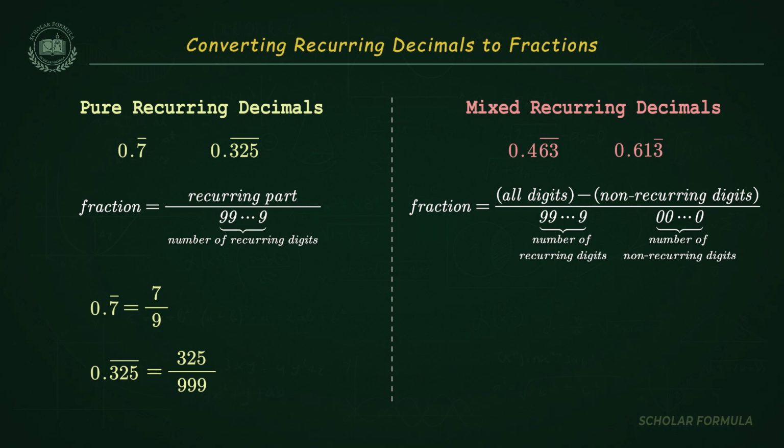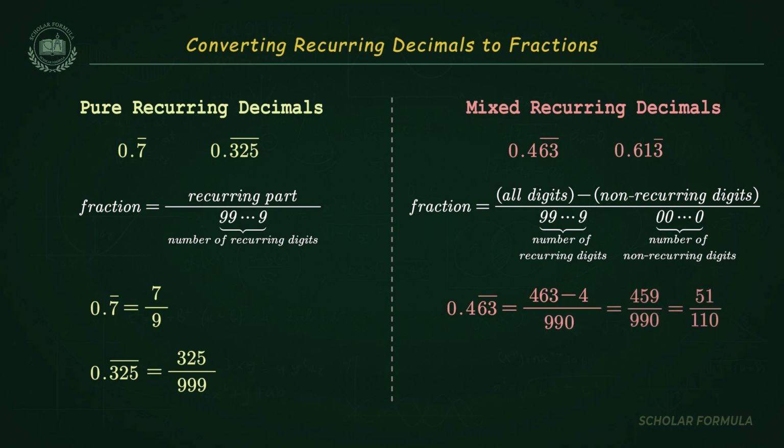The numerator is the total digits minus the fixed part, and the denominator is a combination of 9s and 0s. Let's try this with 0.463 recurring. First, the numerator: take the whole number 463 and subtract the fixed part, which is 4. For the denominator, we use 2 9s for the repeating digits and 1 0 for the fixed digit.